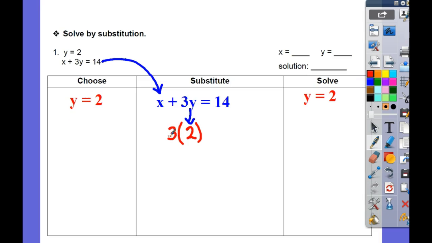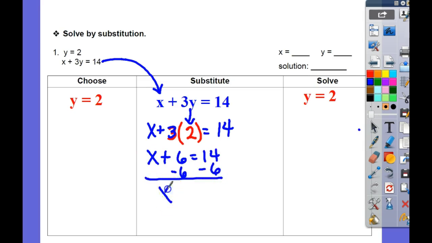I put a 3 out in front. That's that 3 right there. X plus 3, that's in place of the y. And then I solve this for x. Subtract 6 from both sides, and x equals 8. This one's already solved for y, so I don't have to do anything else. This is 8. This is 2. That is the solution point.